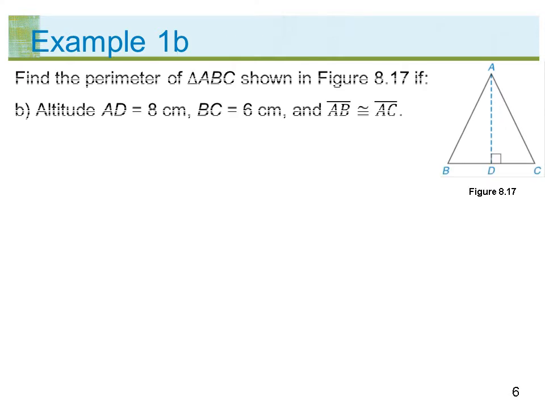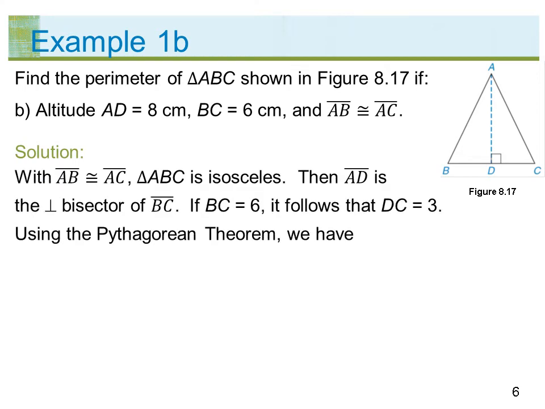of the figure. Find the perimeter of triangle ABC shown in figure 8.17 if B, altitude length AD equals 8 centimeters, length BC equals 6 centimeters, and segment AB is congruent to segment AC. Solution. With segment AB congruent to segment AC, triangle ABC is isosceles. Then segment AD is the perpendicular bisector of segment BC. If length BC equals 6, it follows that length DC equals 3.